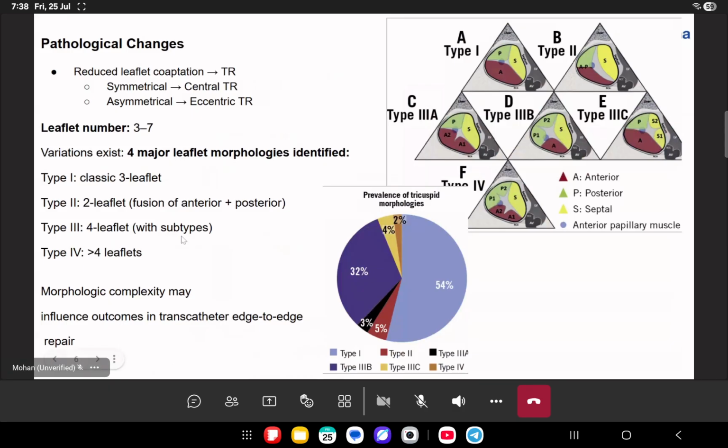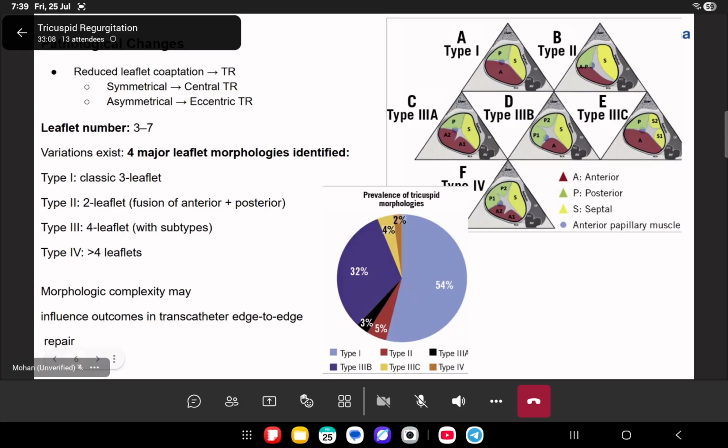Type 3 is 4 leaflet, in which there are some subtypes 3A, 3B, 3C. Type 4 is more than 4 leaflets, and morphologic complexity may influence outcomes in transcatheter edge-to-edge repair, where this is more significant or more relevant.